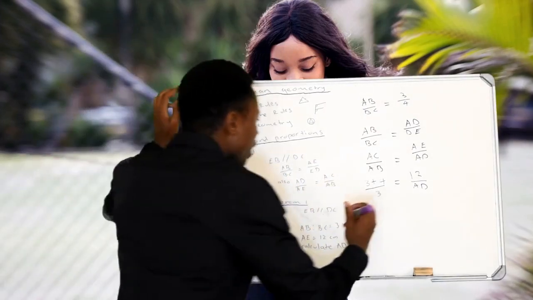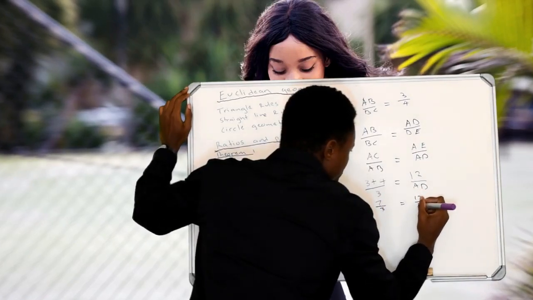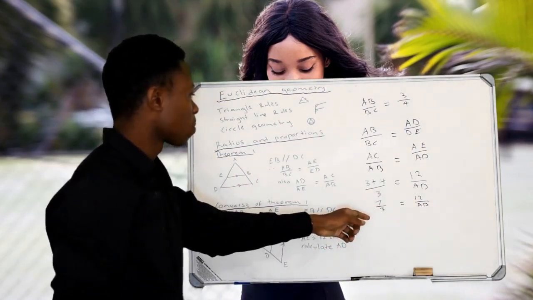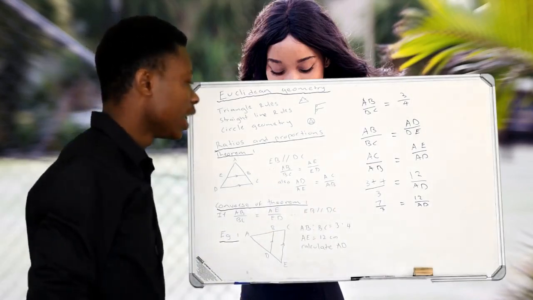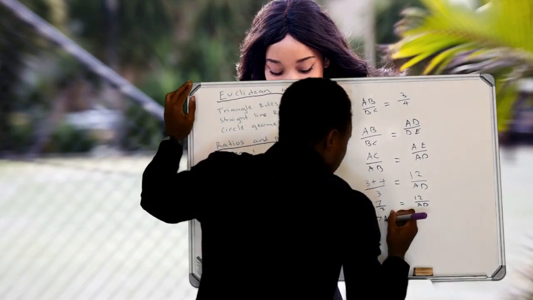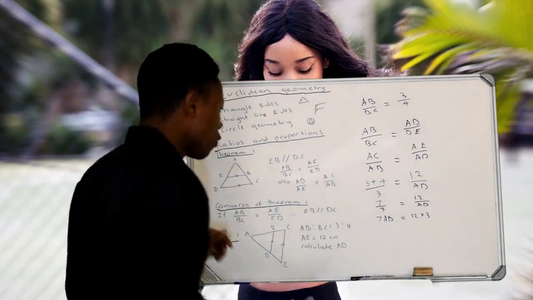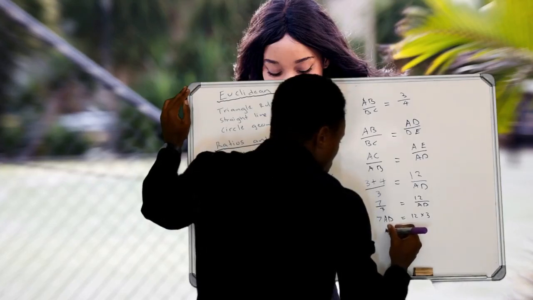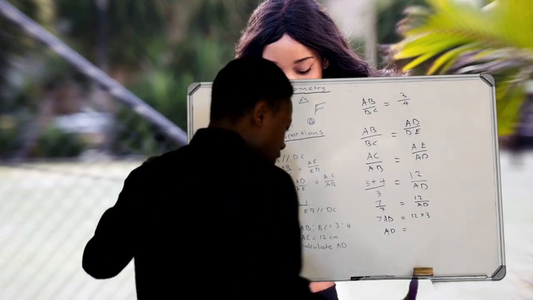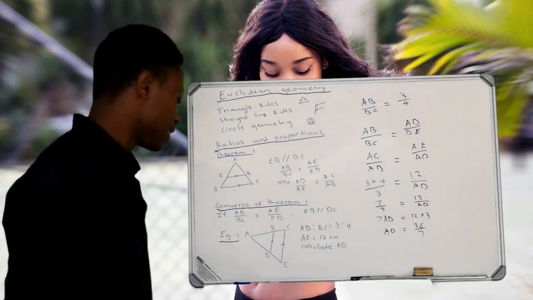How do I do that? Let me add first. So this will be 7 over 3 is equal to 12 over AD. There are different ways you can solve for this, but I would just multiply. I would multiply both sides by 3 and then multiply both sides by AD. So that will result in me having 7 AD is equal to 12 times 3. Therefore the answer of AD would be equal to 12 times 3 divided by 7, which gives me 36 divided by 7.